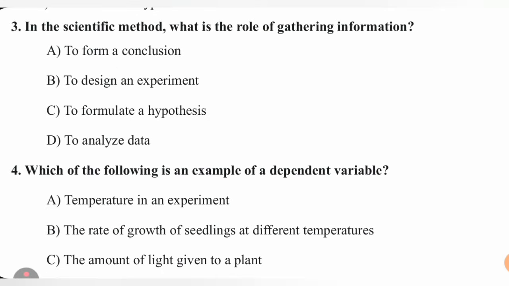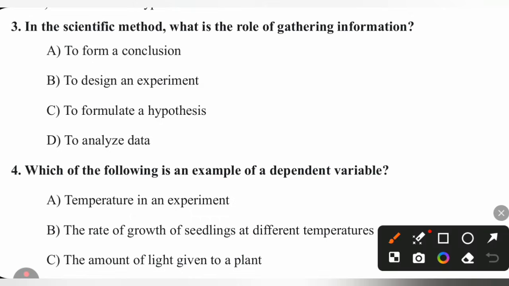Number 3, in the scientific method, what is the role of gathering information? A, to form conclusion. B, to design an experiment. C, to formulate a hypothesis. D, to analyze data. In scientific method, what is the role of gathering information? The correct answer is to formulate a hypothesis.